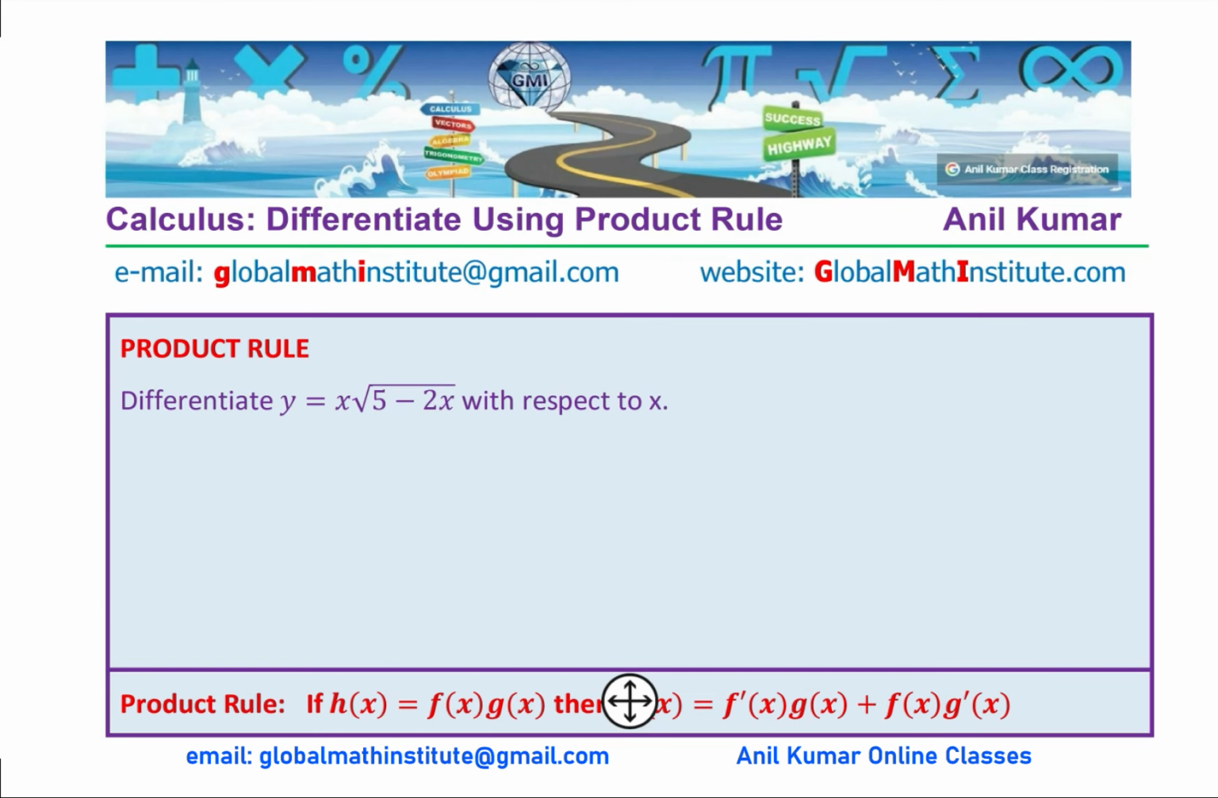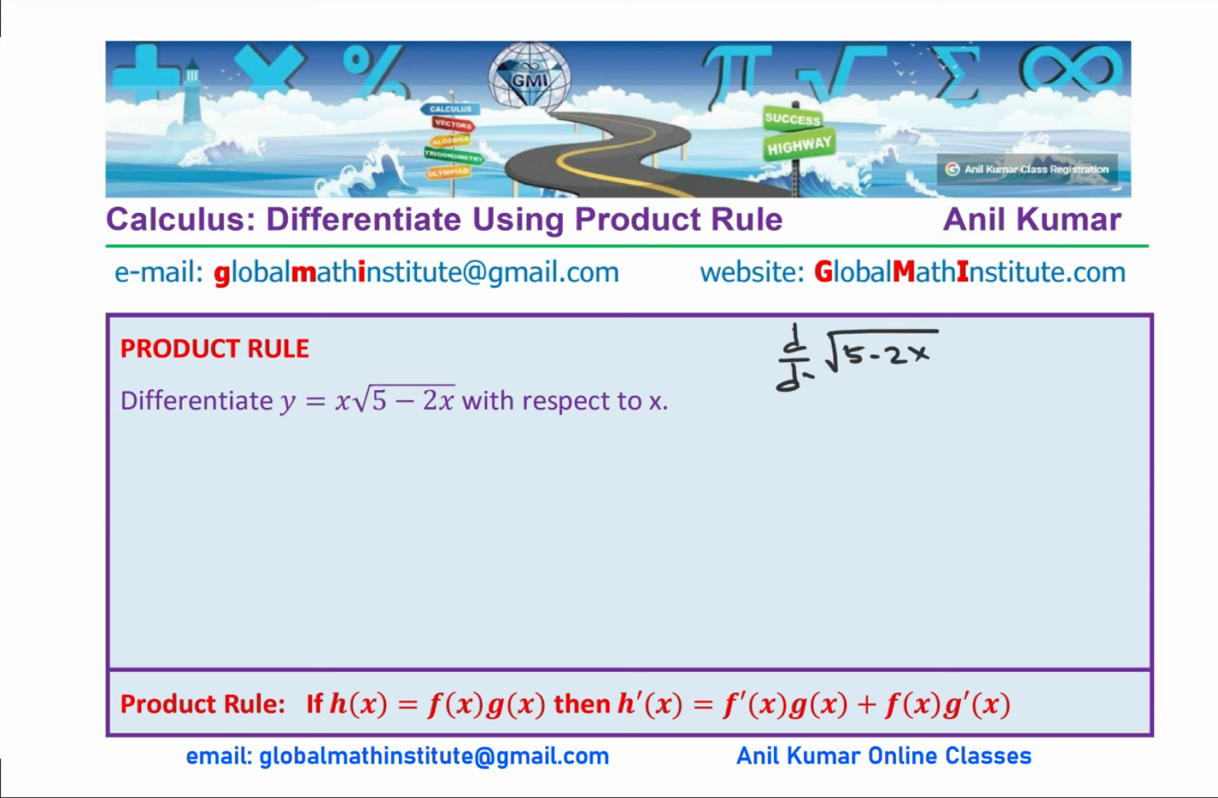Let's move on and take the next question, which is y equals x times square root of 5 minus 2x, right? Now, I'll do separately to show you what is the derivative of square root 5 minus 2x. Let's find the derivative of square root of 5 minus 2x.